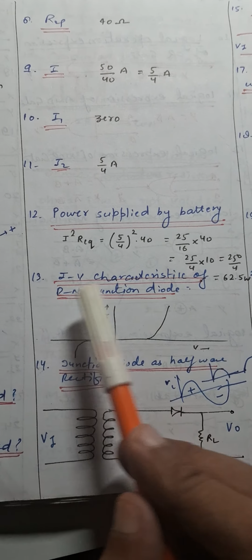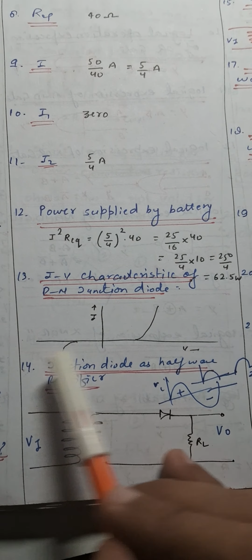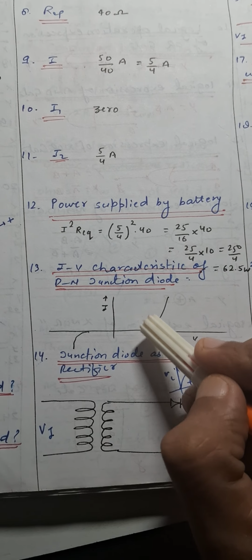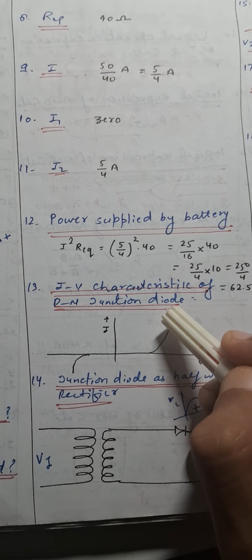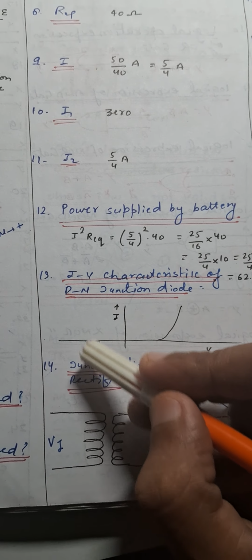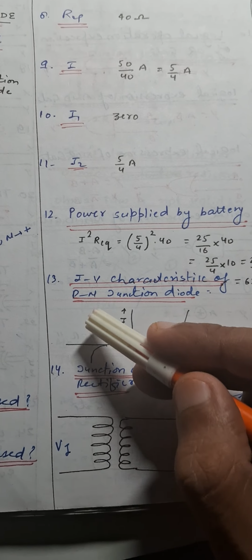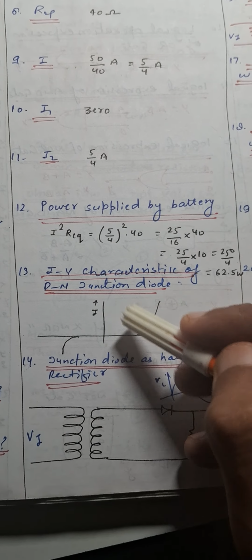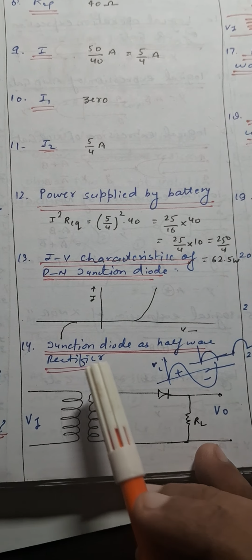Then the 13th question is the IV characteristic of the diode. So the IV characteristic is like this. Initially current is 0, and then if the voltage reaches the threshold it increases substantially, and in reverse bias it undergoes reverse breakdown at a certain voltage. So this is the ideal characteristic of a PN junction diode.